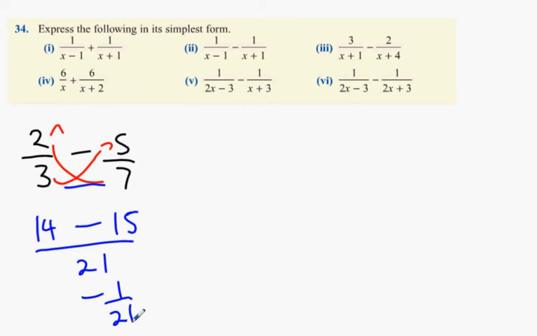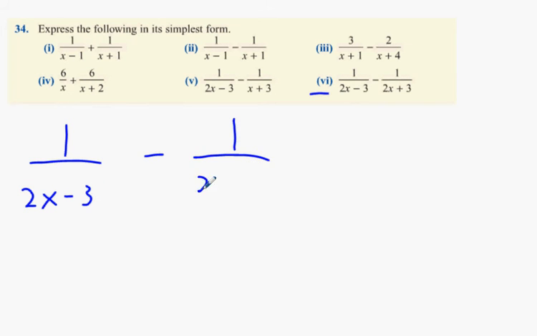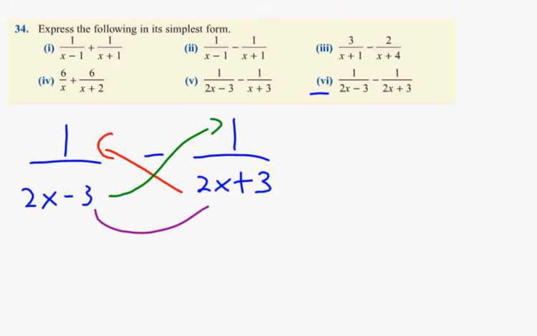So what I'm suggesting with you guys is when you do these questions, as an example, part 6, 1 over 2x minus 3 minus 1 over 2x plus 3. Okay, what do you need to do first here? What are the 3 lines I spoke about? 2x plus 3, 2 and 3. So what's the red one? The red one? And that is in the top left position.